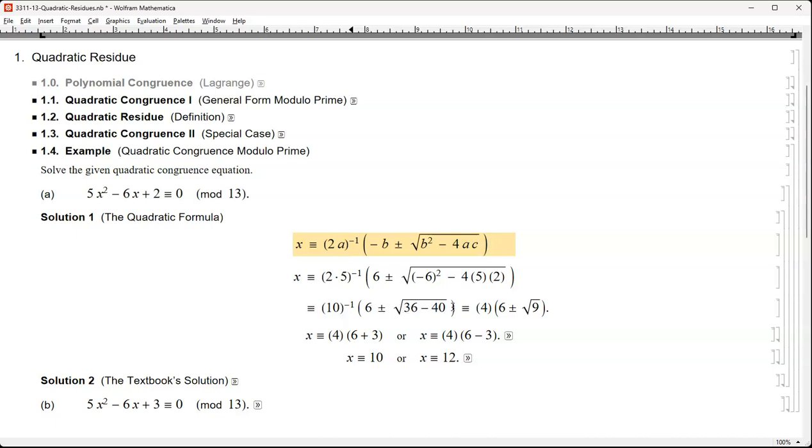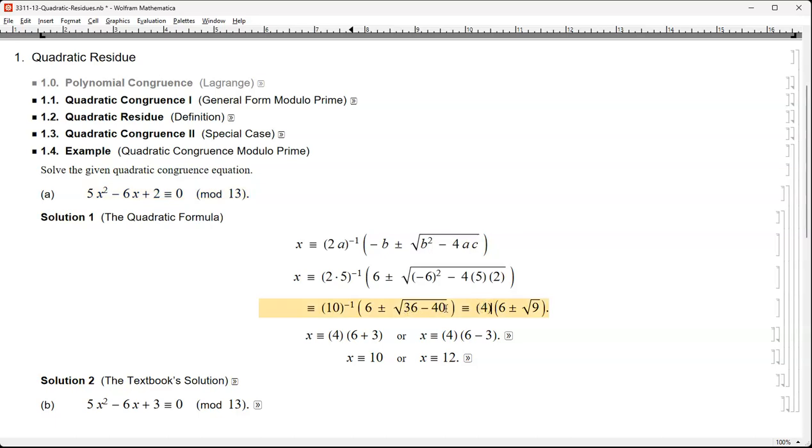minus 40. Now 10 inverse, that's a bit difficult to calculate, but you can try various numbers. There are not that many because we have only 0 to 12 to consider. It'll turn out 4 is the answer. 10 times 4 is 40, and that's 39 plus 1. So yeah, this is the multiplicative inverse. So we have 4 times.